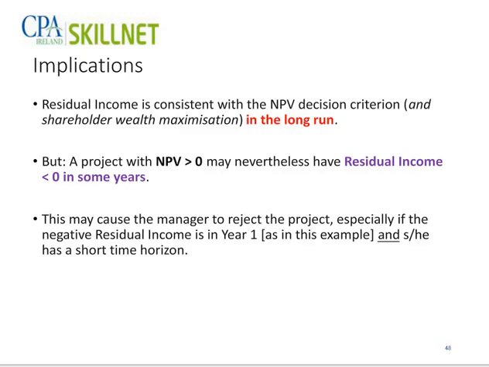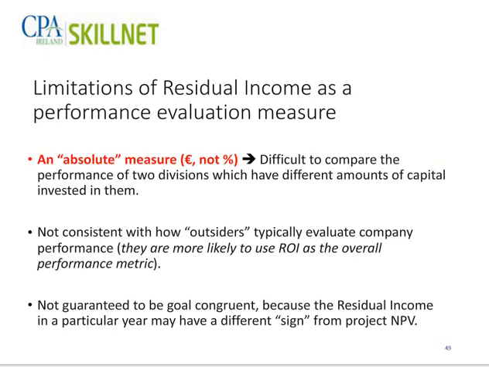The implications are that in the long term, that is over the life of the entire project, residual income maximisation is consistent with maximising net present value. So in that sense, the manager and the shareholders have the same interests. But the problem is, and we saw it in this example, even though the project has a positive net present value, nevertheless residual income may be negative in some years. And therefore the manager may reject the project, especially if the residual income is negative in the first year and the manager has a primarily short-term orientation in decision making.